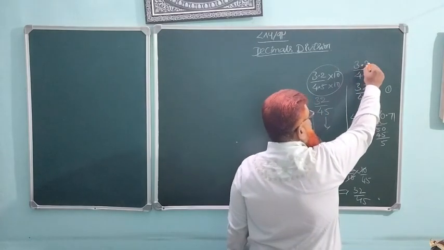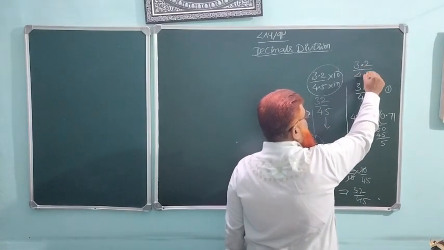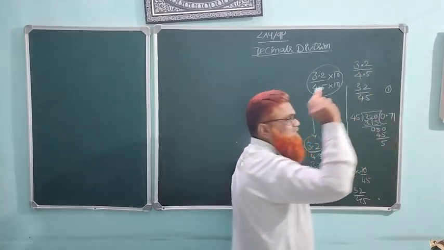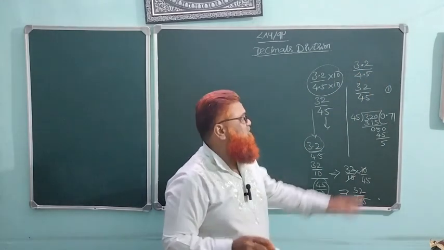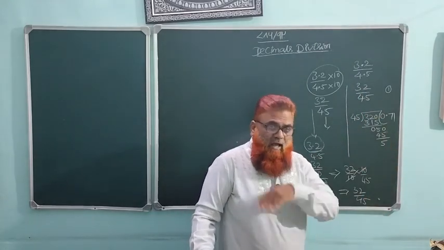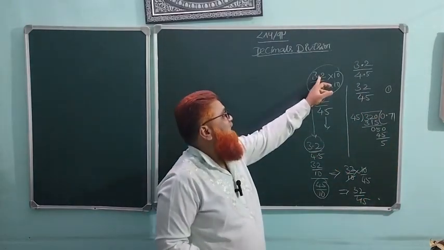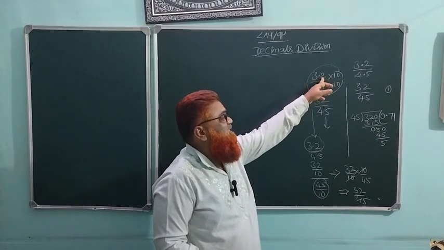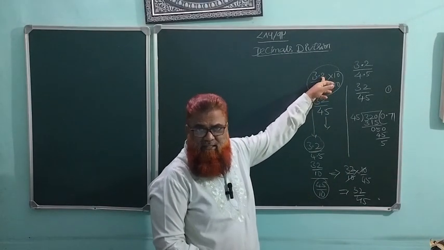Here there is one digit after the decimal, and here is also one digit after the decimal, so they contain an equal number of decimal places. So you can cancel the decimal and write 32 by 45 and divide, and you get this answer. Or else you can also see that after the decimal, what is the place of 2? It is 1 by 10th.